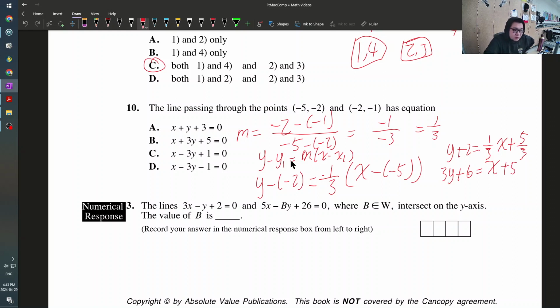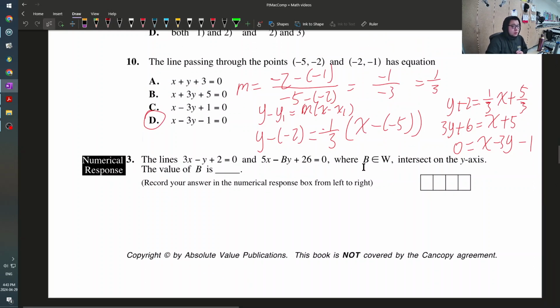Move everything to the right, so subtract 3y and subtract 6 on both sides. 0 is equal to x minus 3y. 5 minus 6 is equal to negative 1. So the answer should be D.